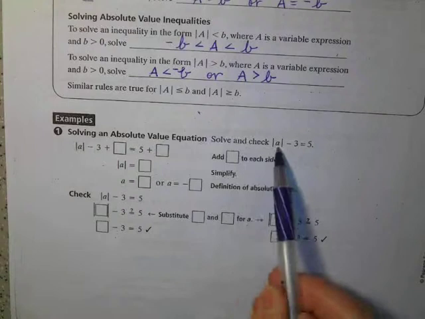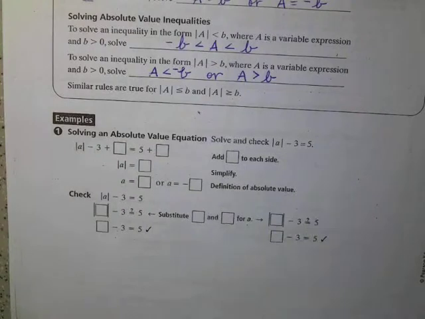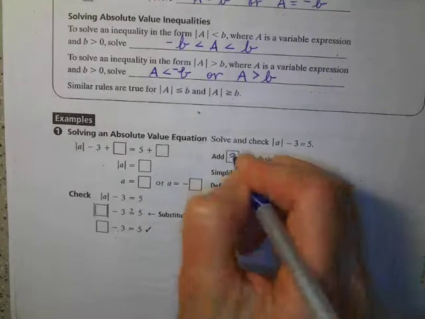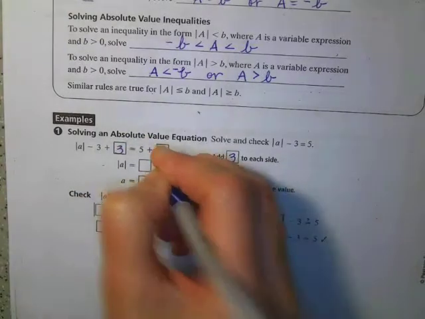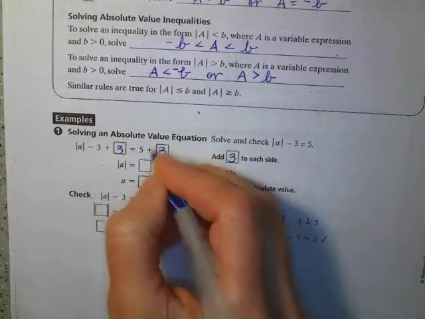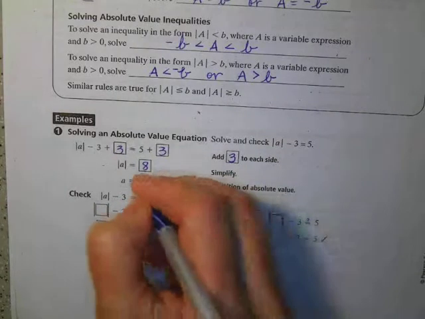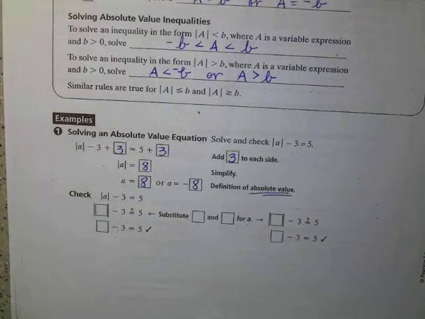Okay, so we want to solve and check the absolute value of A minus 3 is equal to 5. The first thing we'll do is add 3 to each side. So the absolute value of A is equal to 8. That means A is 8, or A is the opposite of 8. And this is by definition of absolute value. We talked about that earlier this year.